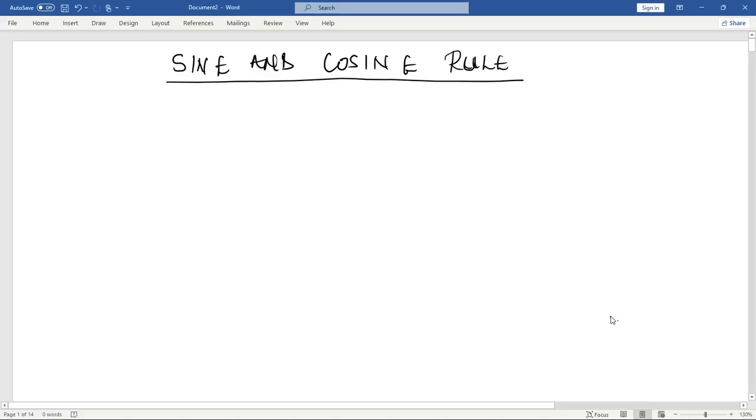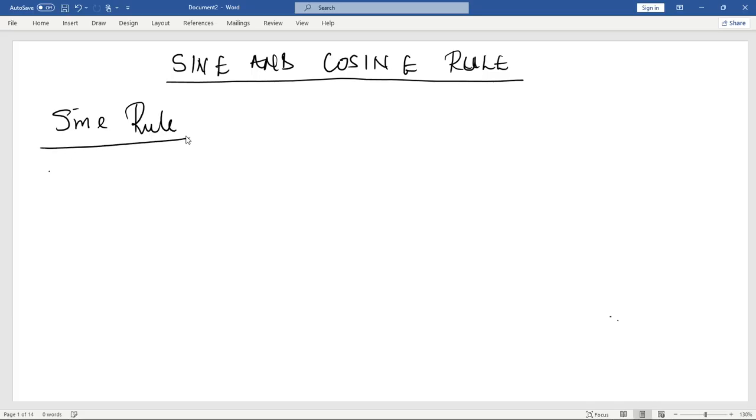Guys, so today we're going to talk about the sine and cosine rule here. So let's start with the sine rule. The sine rule describes the relationship between the length of sides and also their opposite angles here. So here we're going to write down the sine rule.